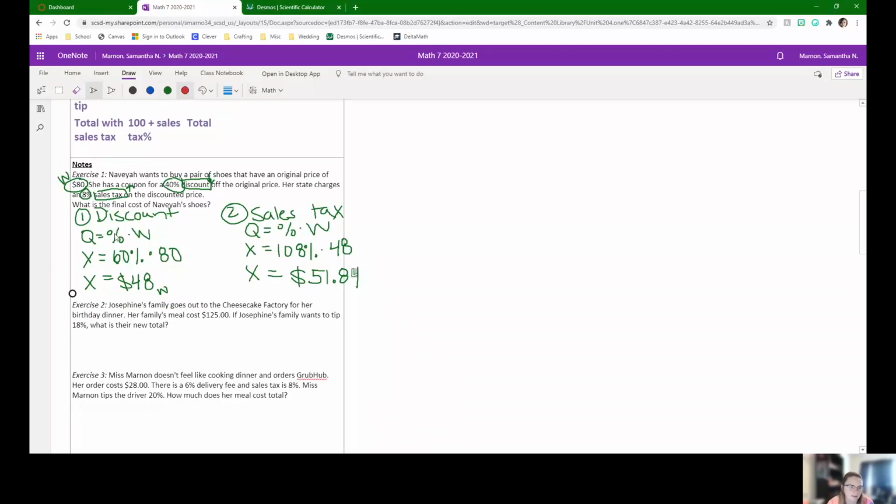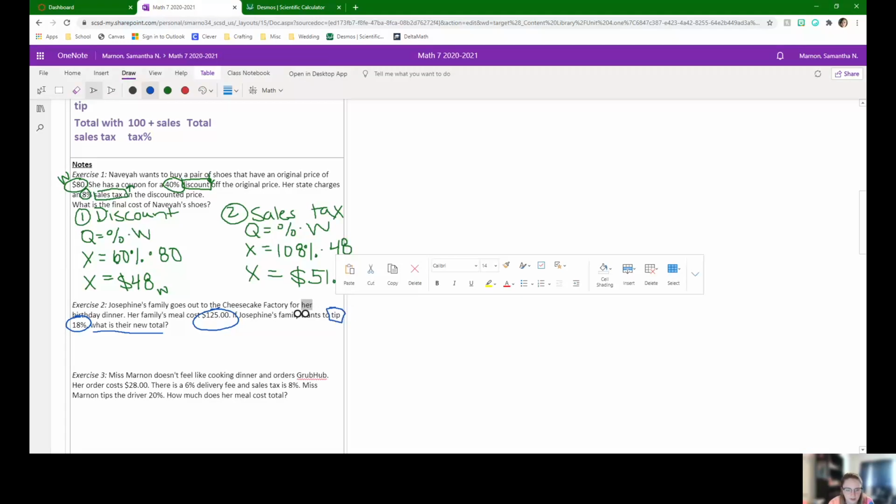Let's look at an example for tips. So exercise 2. Josephine's family goes out to the Cheesecake Factory for her birthday dinner. Her family's meal costs $125. If Josephine's family wants to tip 18%, what is their new total? So tip means we're going to increase in price, right? We're paying more. So our answer should be bigger than our original.